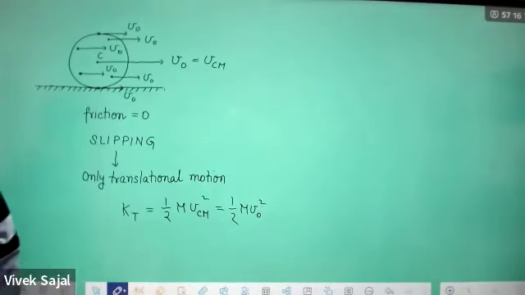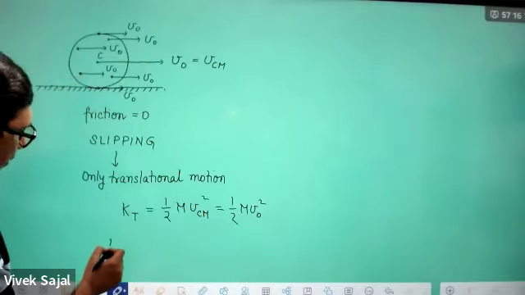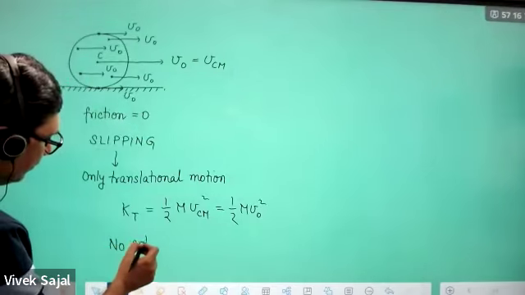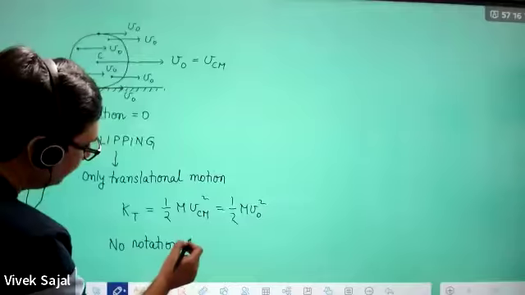So next, this is one type of motion where no rotational motion is there. Here, no rotational motion.